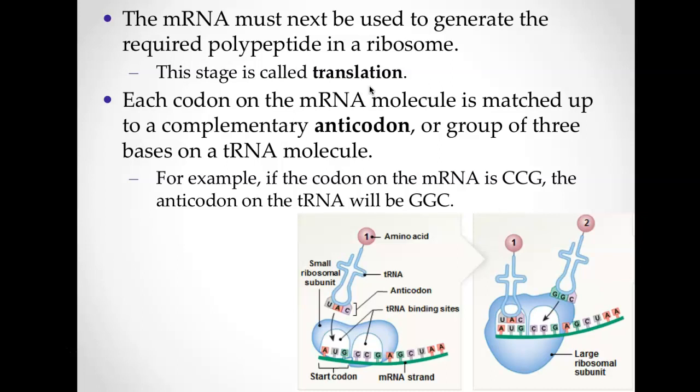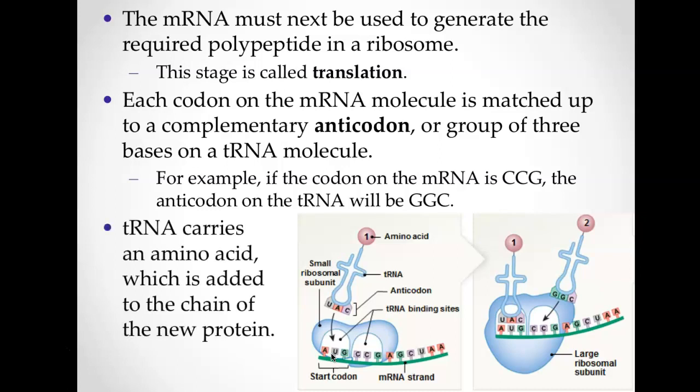So the codons on mRNA are matched up to a complementary anticodon. So this is really confusing. All I want you to know is that tRNA reads mRNA 3 bases at a time and drops off the amino acids that correspond to it. That's all I really want you to know from this slide. Let me repeat that. tRNA is going to read mRNA 3 bases at a time and is going to drop off the amino acid that matches that RNA codon. Okay? So it carries in the amino acid.